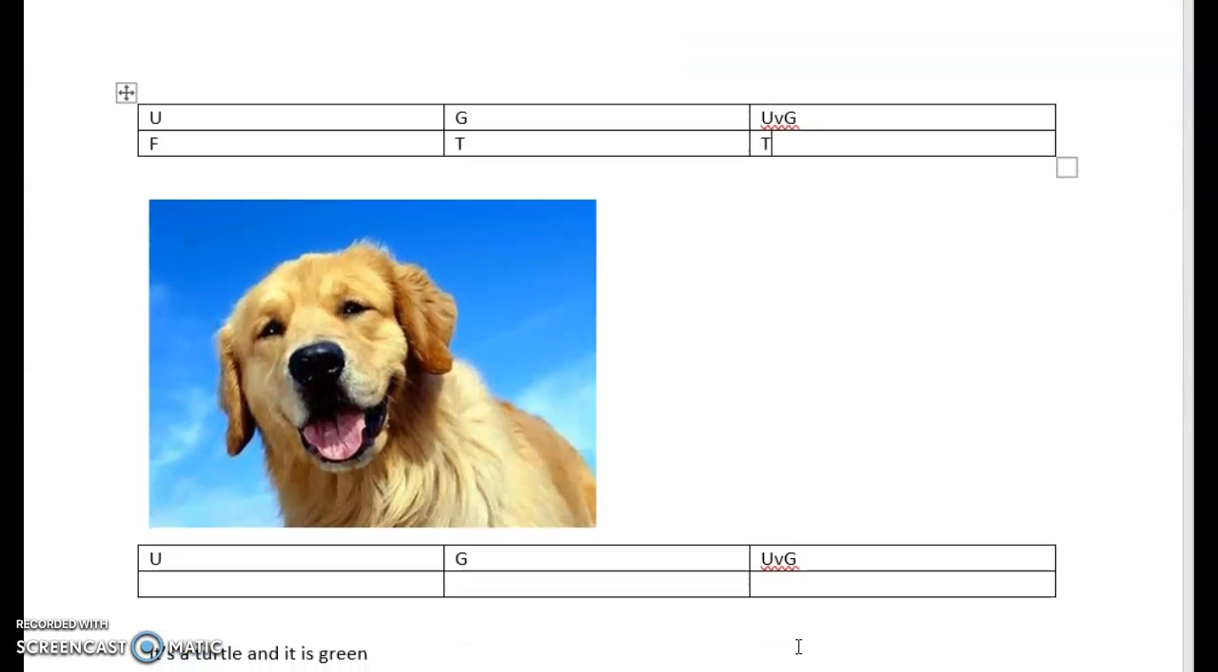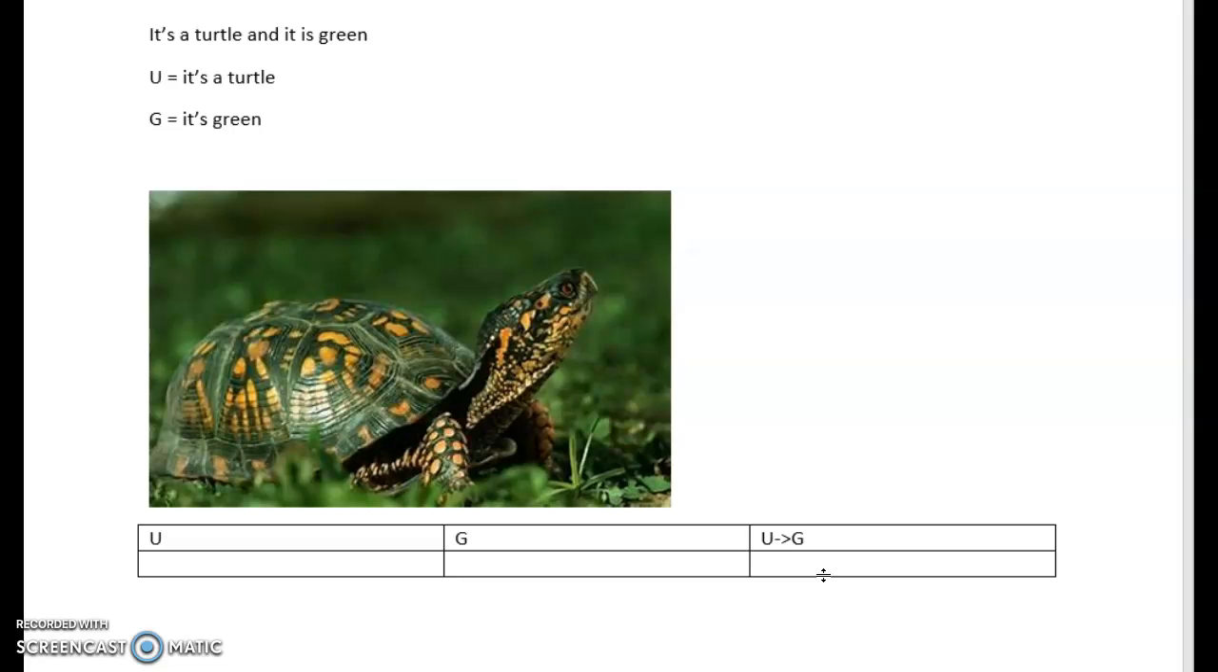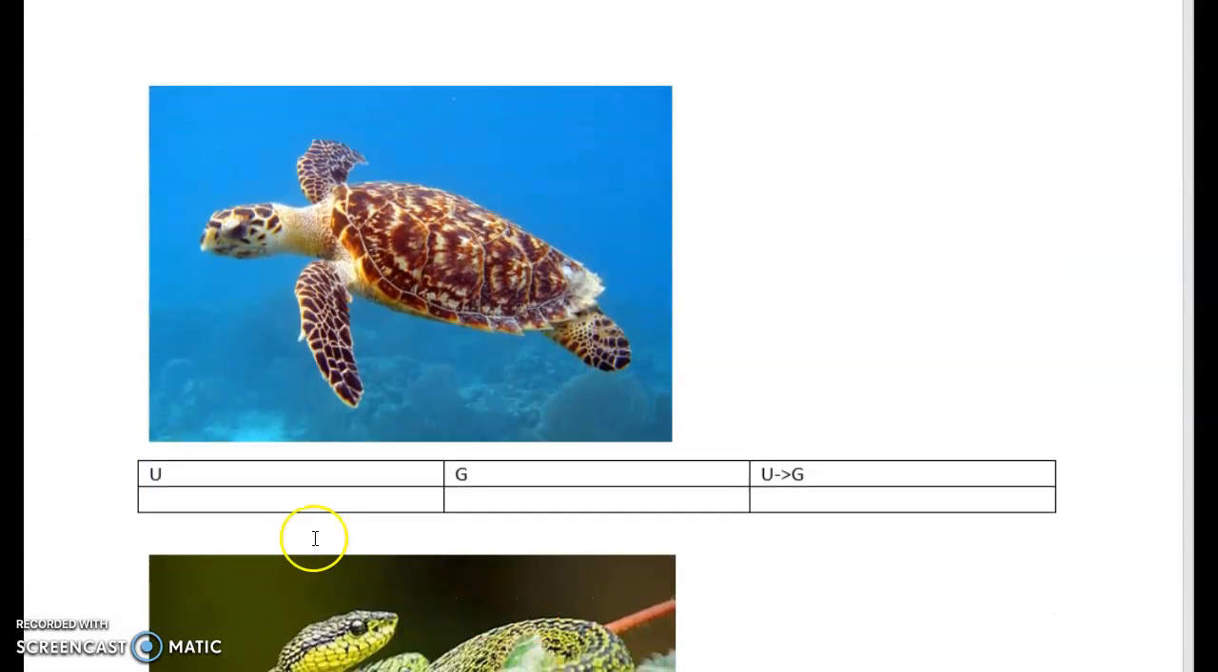And then we go on to the dog. Well, the dog, it is neither a turtle nor is it green. So they're both false. So the whole sentence is going to be false. Now let's go on to the next one, which is if it's a turtle, then it's green. Well, here it is a turtle and it is green. So that is true. If it's a turtle, it is green. Now let's go on to the next one.